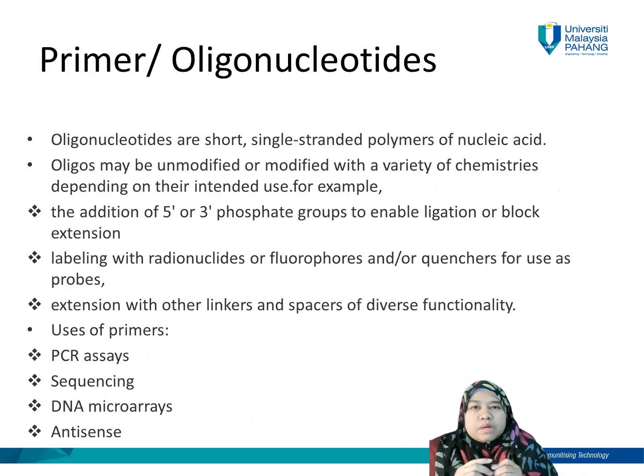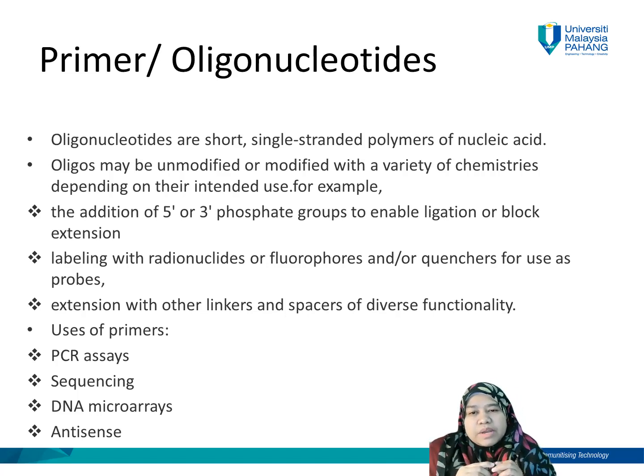Okay, primer. Primer is one of the components needed in the PCR. Primers are also called oligonucleotides. They are short, single-stranded polymers of nucleic acid. Oligos may be unmodified or modified with a variety of chemistries depending on their intended use. For example, if you want to enable the ligation process or block the extension, you can add a 5' or 3' phosphate group to the primer.